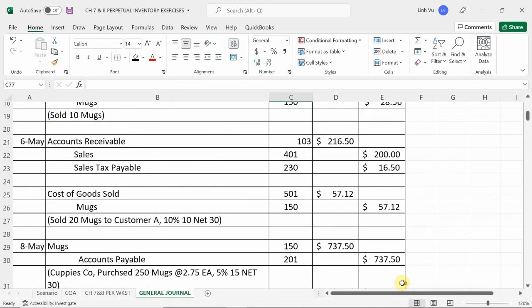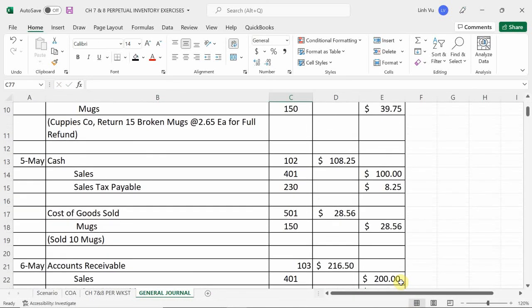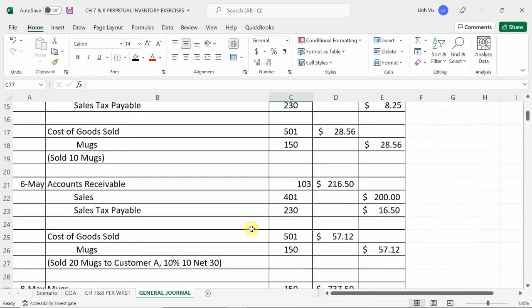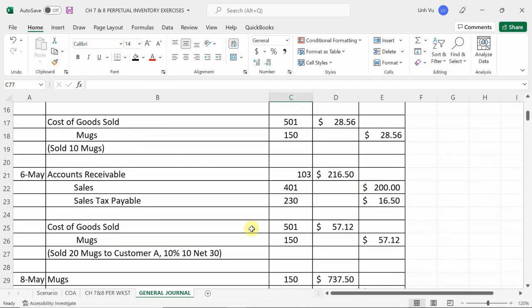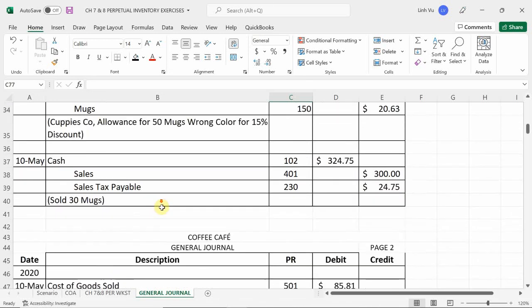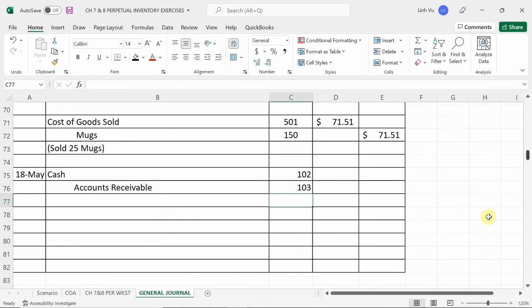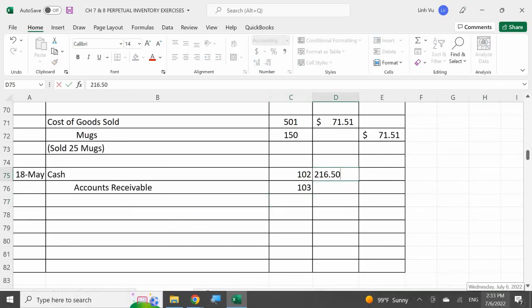What was the total amount that customer A originally owed me? They originally owed me a total of $216.50, which includes the tax as well because they didn't get a discount. They recognize that they owe me this amount, so they have to pay in full because they missed the discount due date. So that means I should be receiving the full amount of the $216.50. Okay? And that's going to reduce what they owe me by $216.50 because they no longer owe me anymore, right?